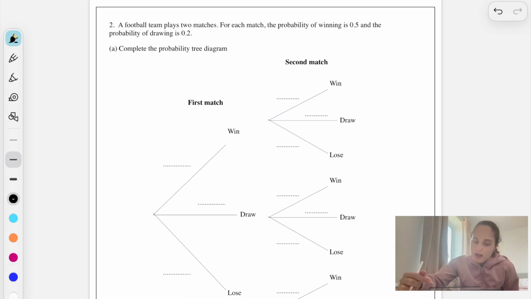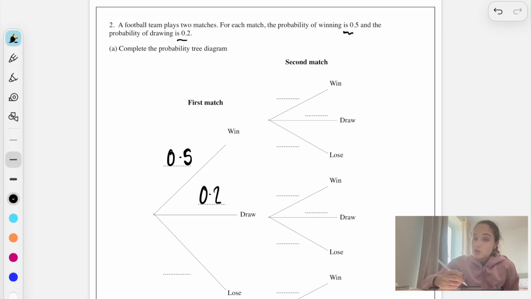This next question here, we have a football team playing 2 matches. For each match, the probability of winning is 0.5 and drawing is 0.2. So we need to complete the probability tree diagram. So we're already told that the probability of winning is 0.5. So I'm going to put 0.5 straight away here. And the probability of drawing is 0.2. So 0.2 is going to go over here.